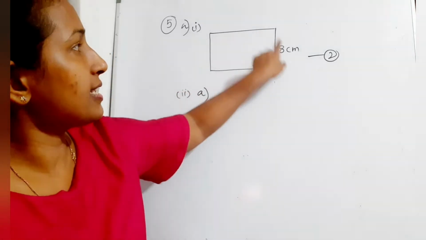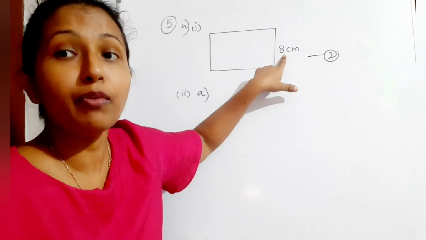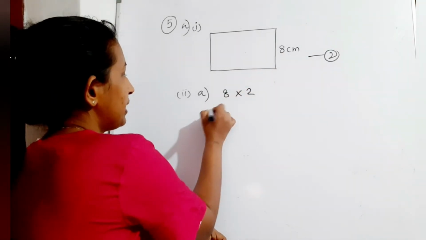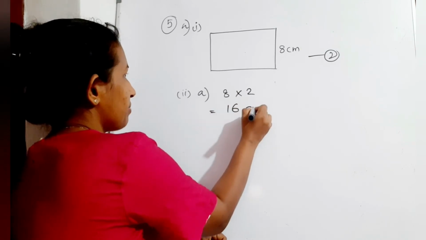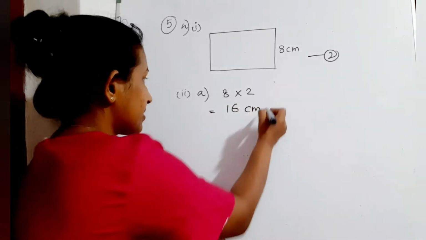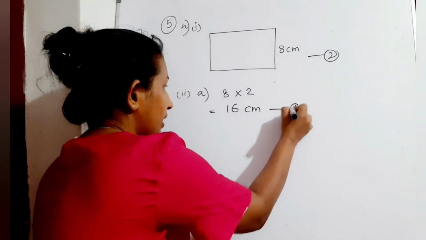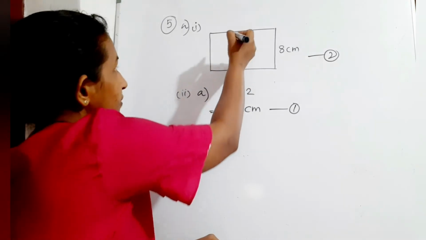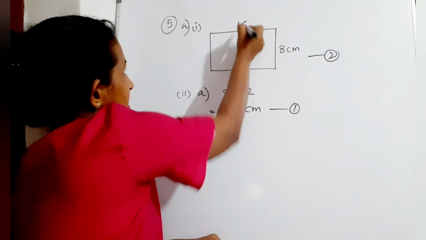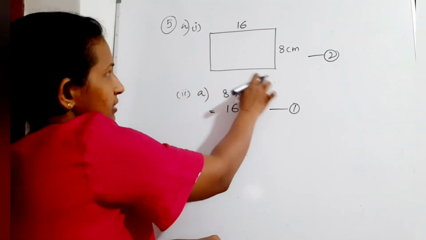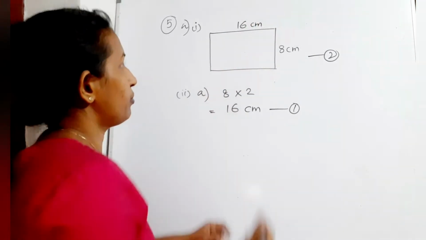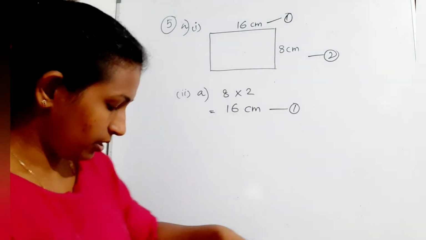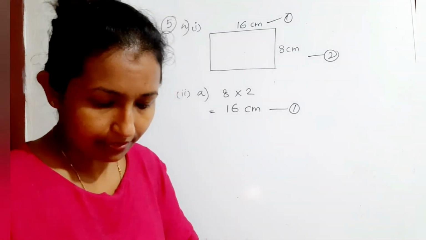The length is twice its width. Then what is twice of 8? 8 into 2, it is 16 cm. 1 mark for here. And mark the length on the figure. Marking the length on the figure means you have to mark it as 16 here, here or here. This side. So 1 mark for here. 1 mark to mark the length on the figure will be given.